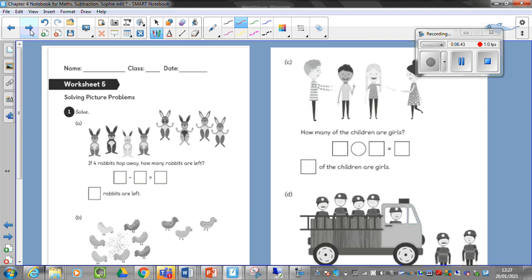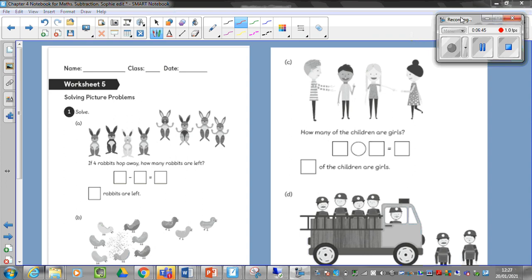Okay, so this is our worksheets for today. Now this one is really similar to yesterday, so you should be able to look at that. Look at how many rabbits there are in total, how many you're taking away because some are hopping away, and how many are left. But this one is a little bit more tricky.